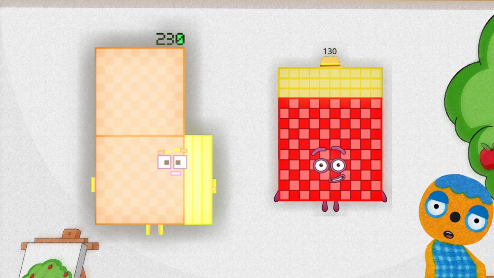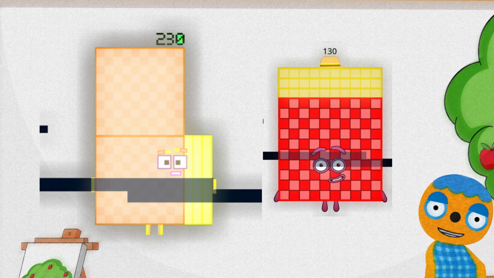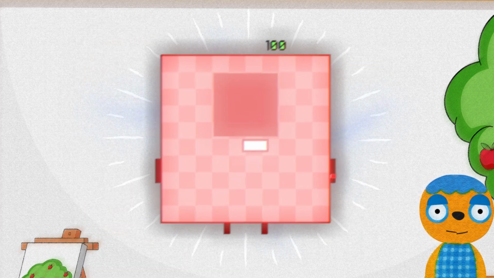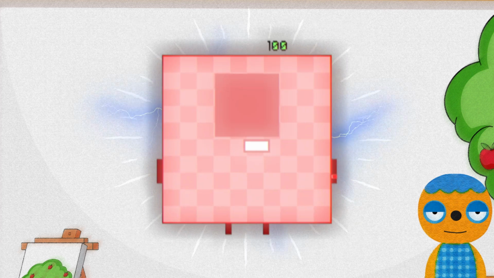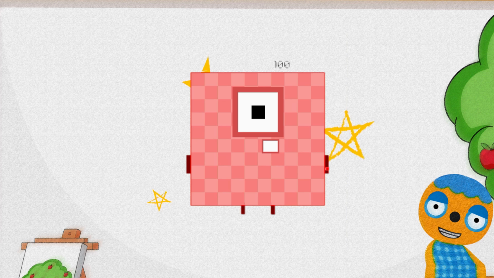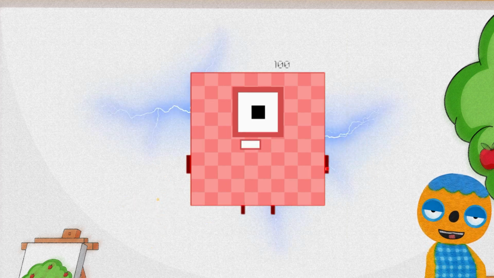Take away 130 from 230. What's standing tall now? 100. 230 drops 130 blocks and leaves 100 smiling.